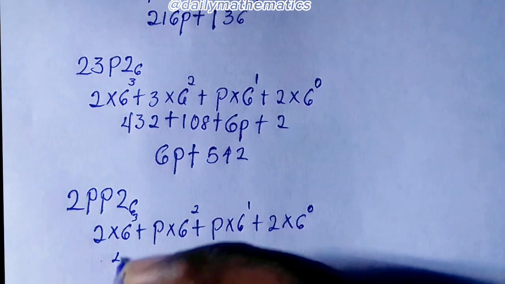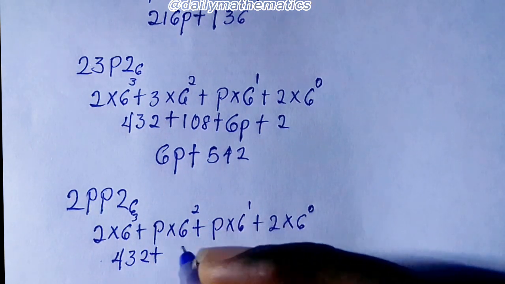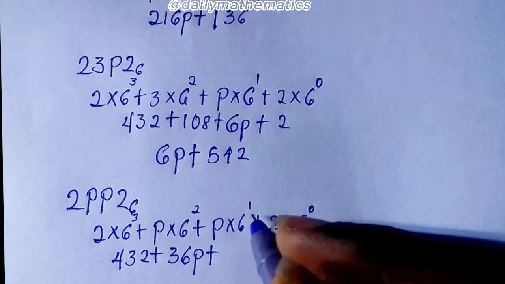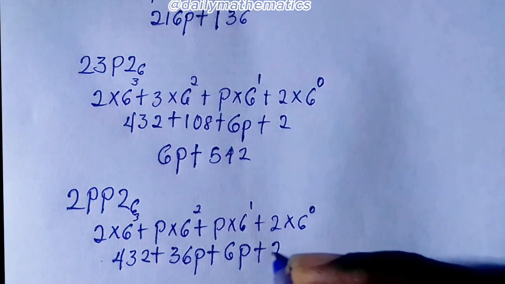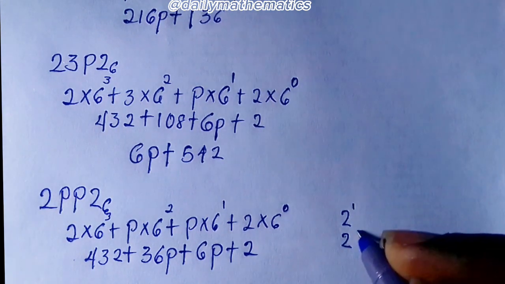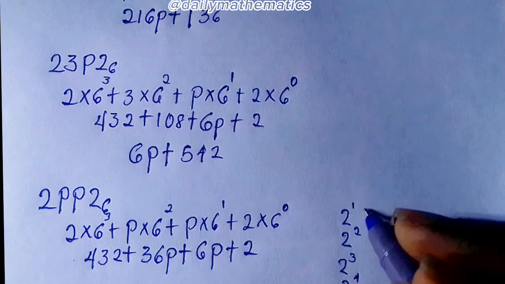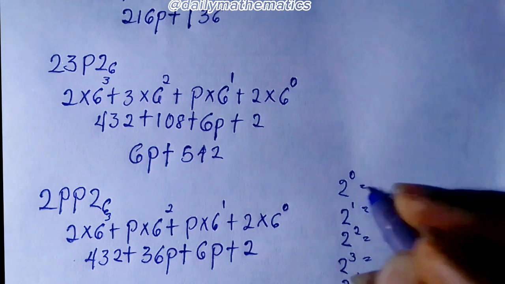216 times 2 is 432, plus 6 squared is 36. 36 times p is 36p, plus 6 raised to the power 1 is 6. 6 times p is 6p, plus 1 times 2 is 2, and 2 raised to the power of 1, you have 2 raised to the power of 2, 2 raised to the power of 3, 2 raised to the power of 4, and so on and so forth. So with all these things, the next one should be 2 raised to the power of 0. Right?